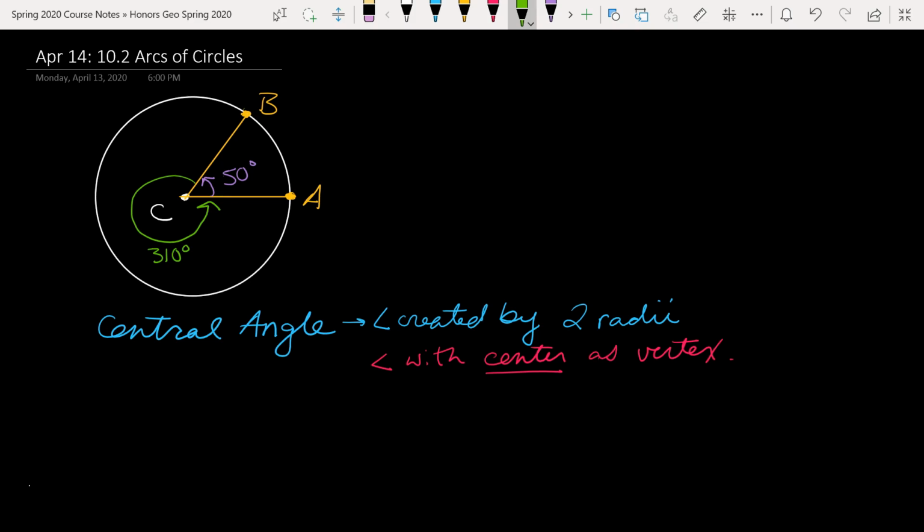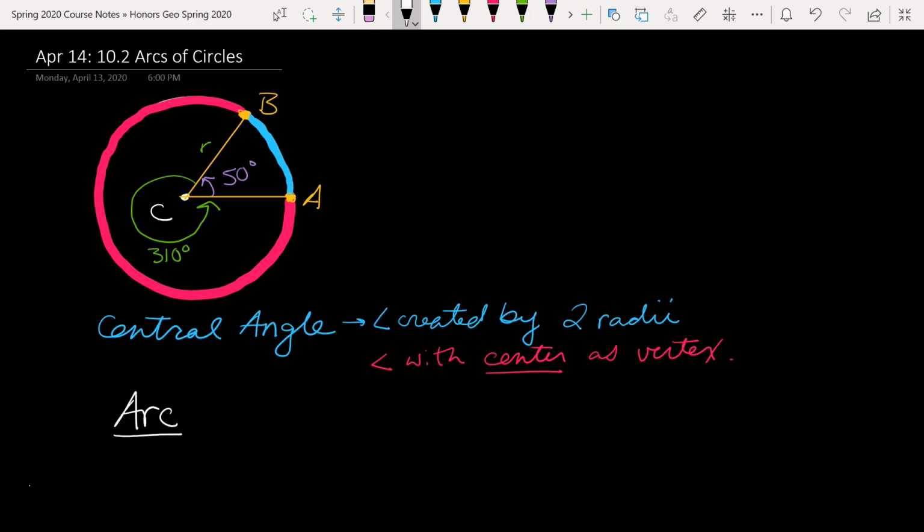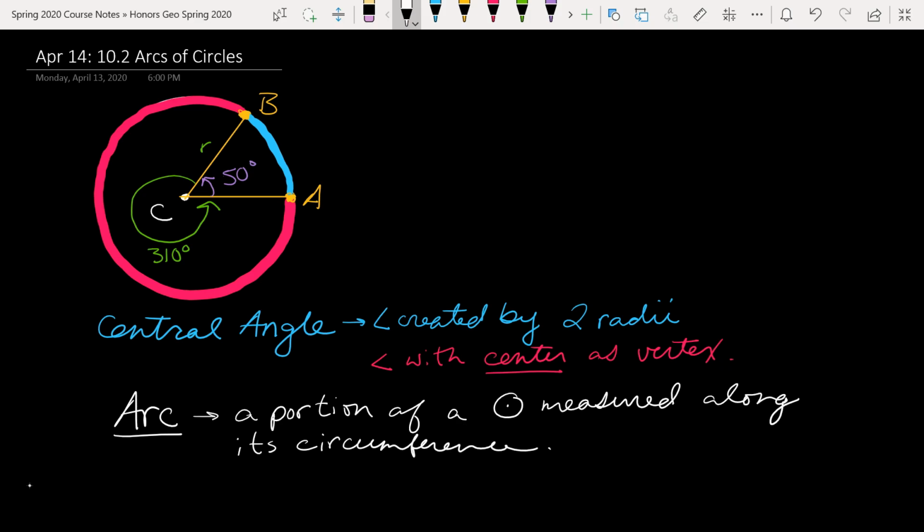A and B both lie on the circle, because the circle is that set of points that are r units away from C, where r is just the length of the radius. So what we've really done in creating this central angle is divide the circle into two parts. We've created this blue portion and also this pink portion. Angle BCA has created two different portions of the circle where it intersects the circle at A and B. When we divide a circle up into pieces, each of those pieces is called an arc of the circle. So it's just a portion of the circumference of the circle.